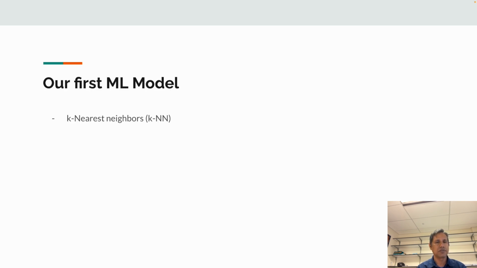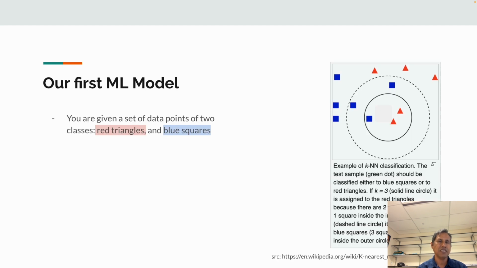So now we will use one of the distance metrics to craft our first machine learning model, what we call the k-nearest neighborhood model. Okay. So now we are given a bunch of data points from two categories, a red triangle and the other one is blue squares. So we are learning a classification problem. Given a new data point, we have to tell whether it is a triangle or a square.